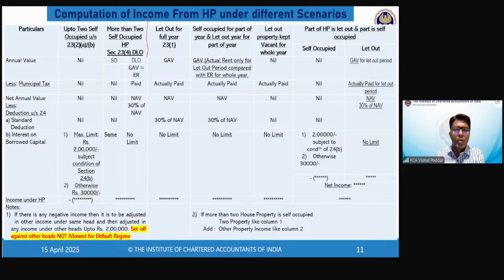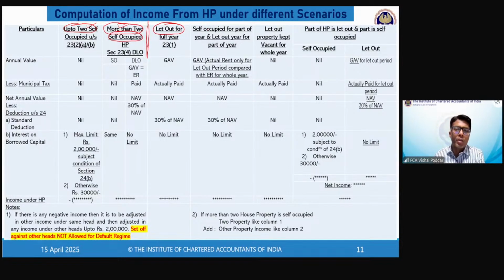Now, within self-occupied, there are two possibilities: you have up to two self-occupied HPs or you have more than two self-occupied HPs. Now, why is it two and more than two? Because there is something relating to two self-occupied HPs, right? And then within let out, you may have any number of let out properties, whether 1, 2, 4, 10. The working doesn't change.